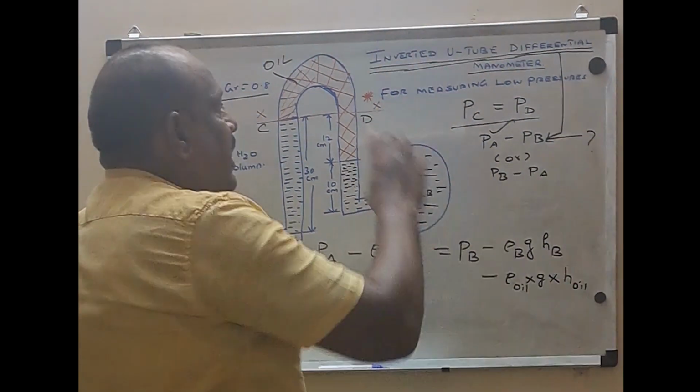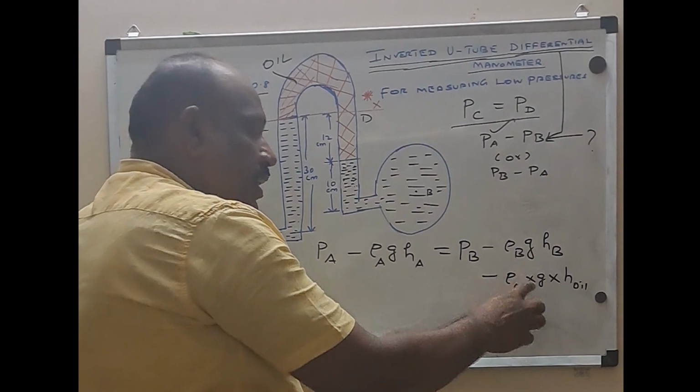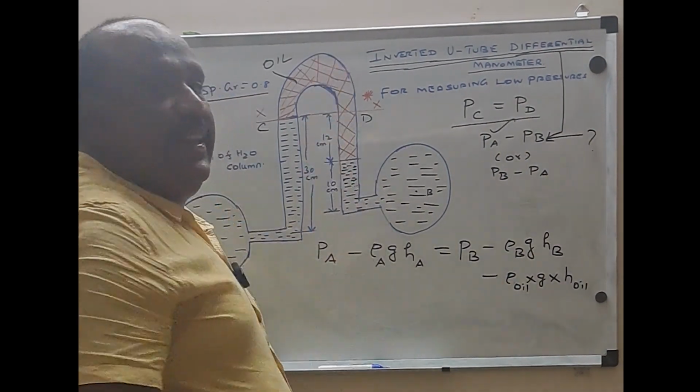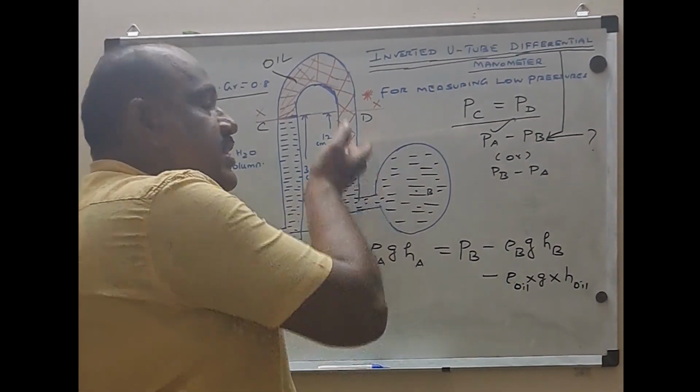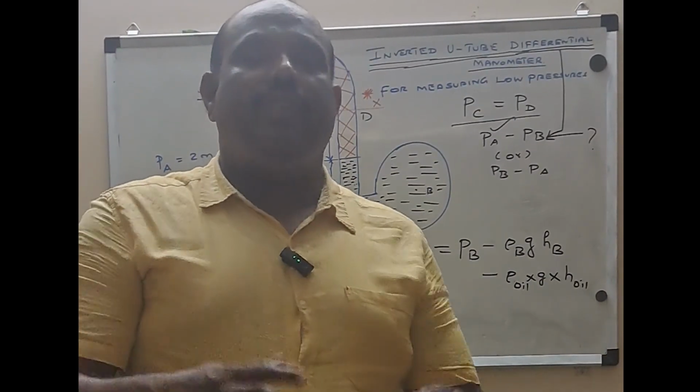So it is rho of oil. This is nothing but oil. G into H of oil. Here also G is negative because against the gravity. With respect to the point D, it is also against the gravity. So if I am going to equate these things, then you will definitely get the value of PB.